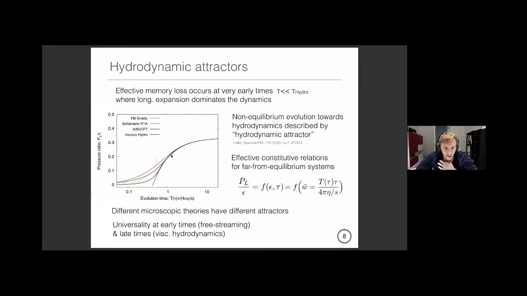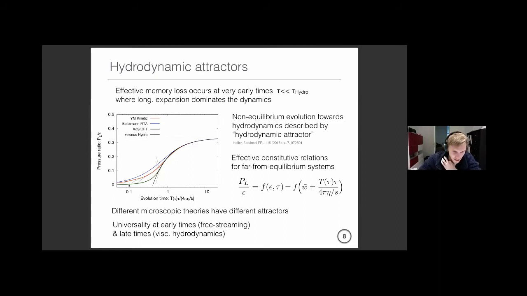So even though all these theories have been normalized such that they have the same hydrodynamic behavior at late times, what you see is that the corresponding attractor curves are actually different. Nevertheless, there's somehow a universality of the attractors in terms of early and late times. So at late times, of course, all theories eventually go to their hydrodynamic long time, long wavelength limits.